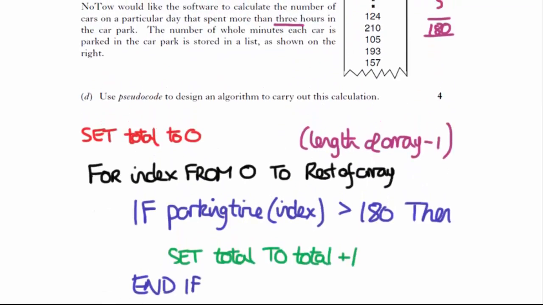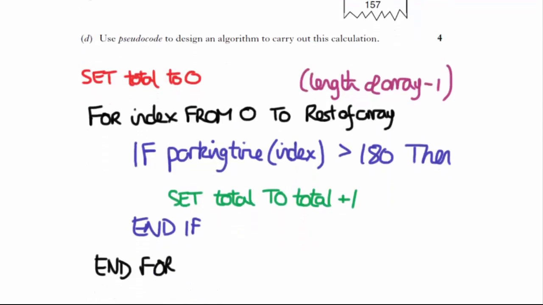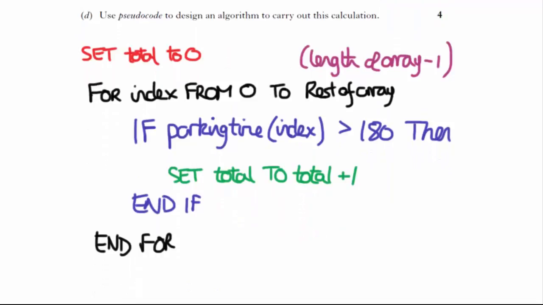So essentially it just rattles through the array, and if it finds one that's greater than 180, this condition, if that's satisfied, or if that condition's true, it'll just add 1 to the total. So it'll just be tallying up the total of any cars that have been there for longer than the 3 hours or 180 minutes.